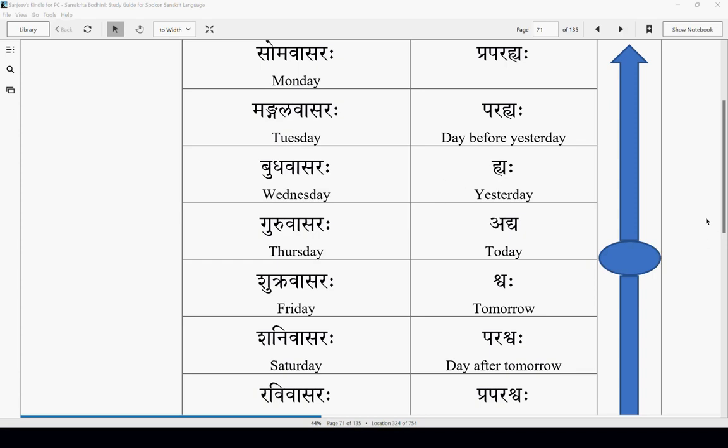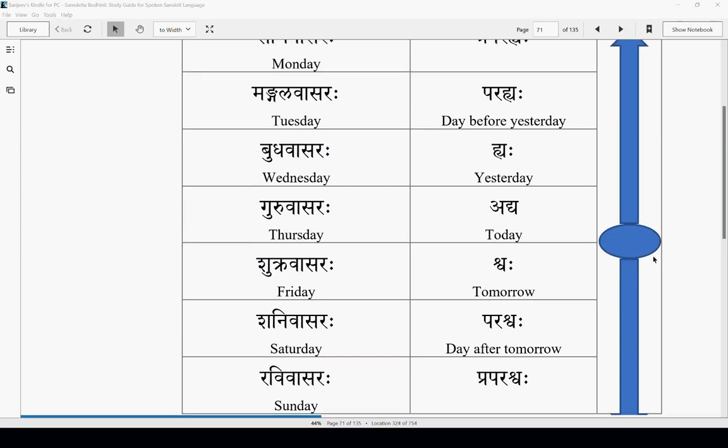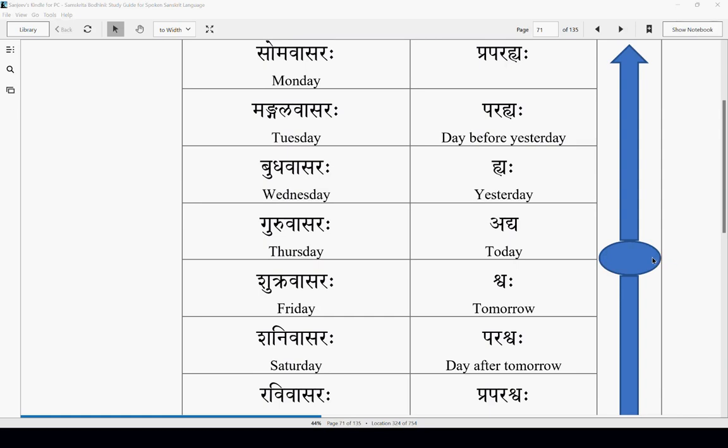Mahoday, one question. Soma is moon. There is a word Somarasa. Just wondering how it is related.